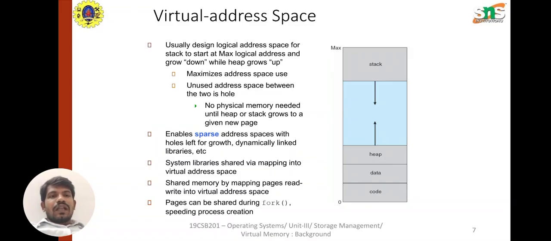The virtual address space also supports dynamically linked libraries. Libraries are shared by mapping them into the virtual address space, and different kinds of applications are stored there. In shared memory, pages are mapped, and read and write operations go into the virtual address spaces. When we use virtual files, we also need to update the physical memory. Pages can be shared during fork system calls, which speeds up process creation. These are the virtual address spaces in virtual memory.